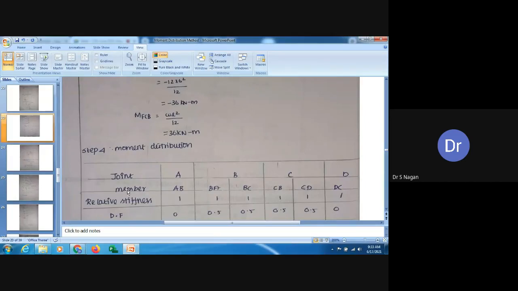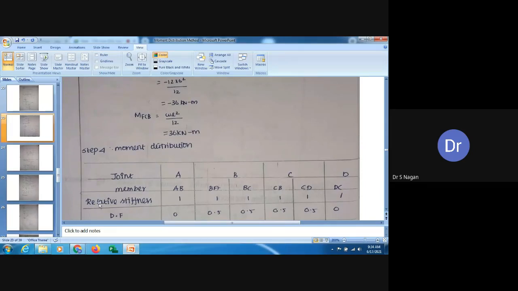Then members. At joint A, we have member AB. At joint B, we have BA and BC. Joint C, CB and CD. Joint D, DC. So write the members meeting at the joint. That is the next thing.